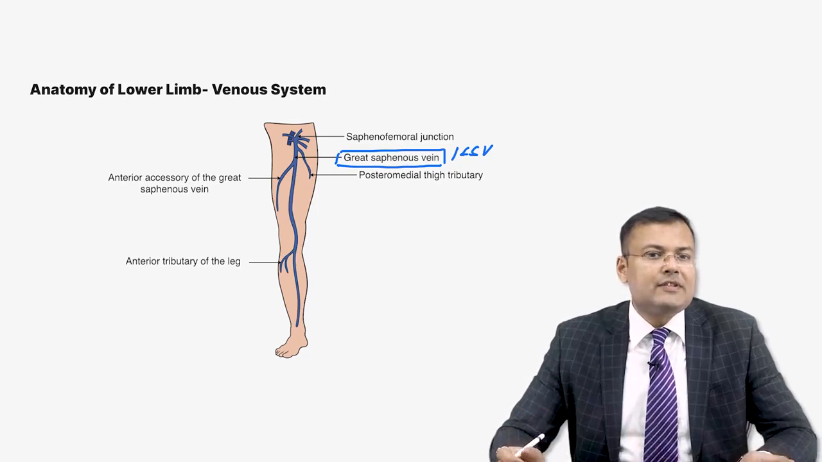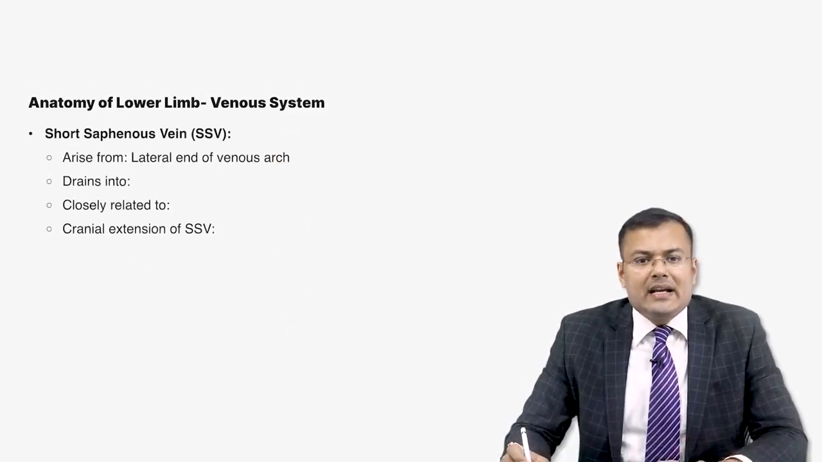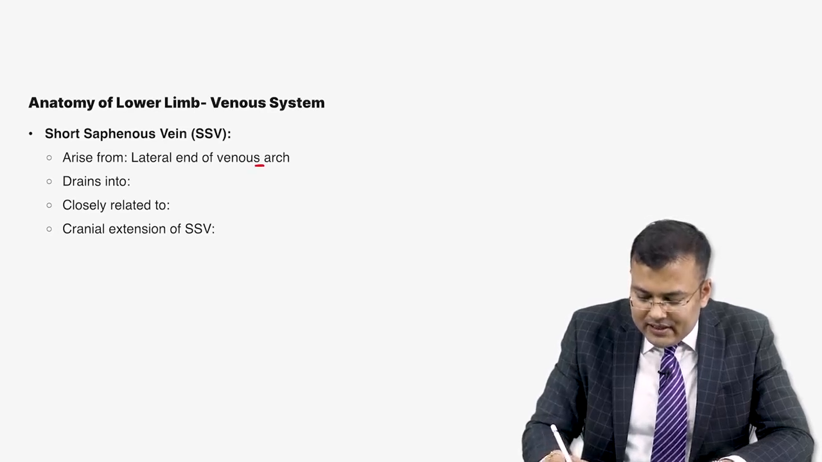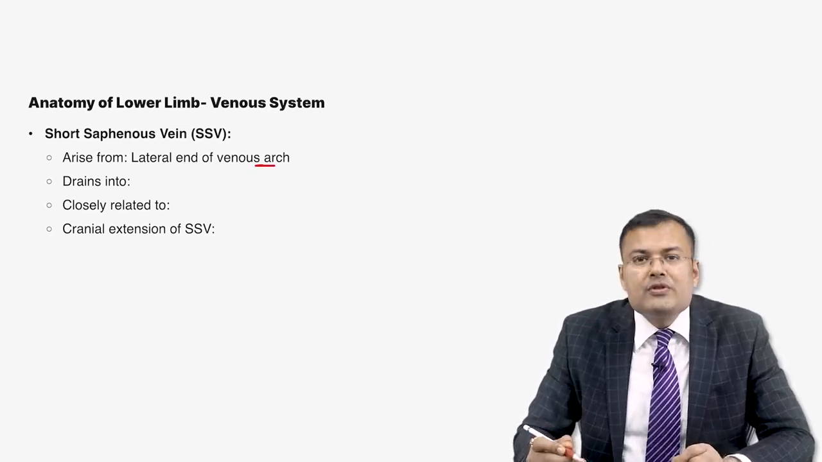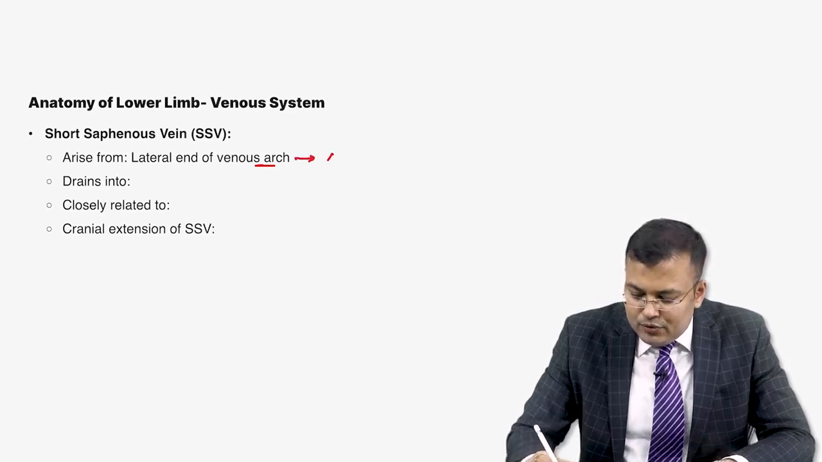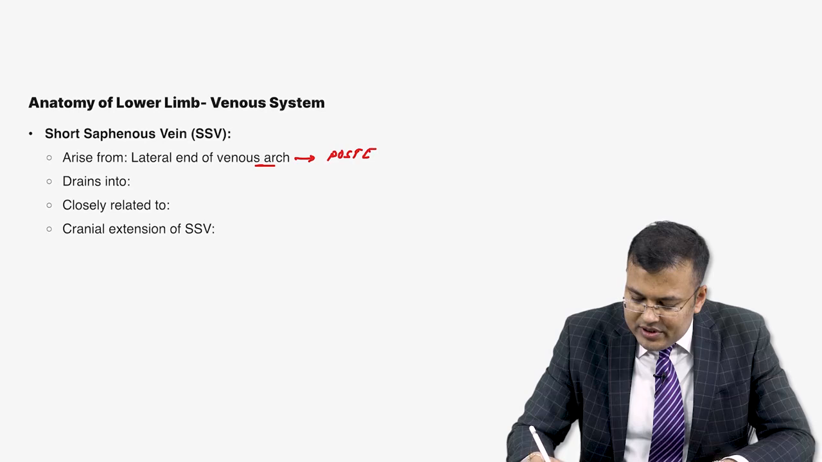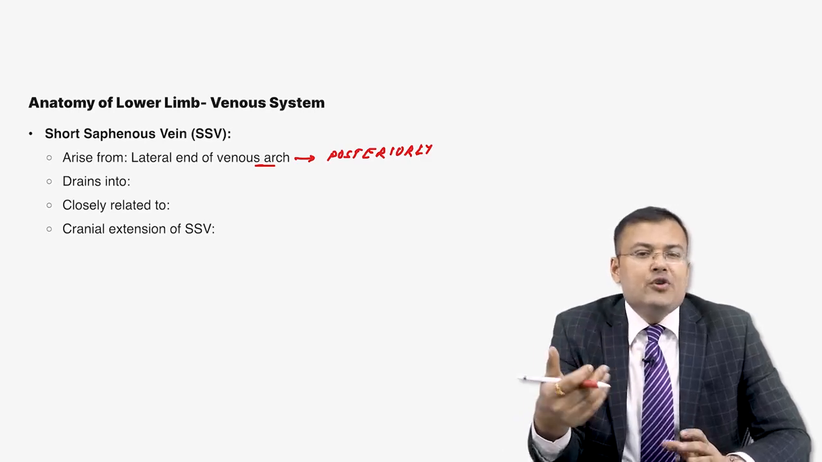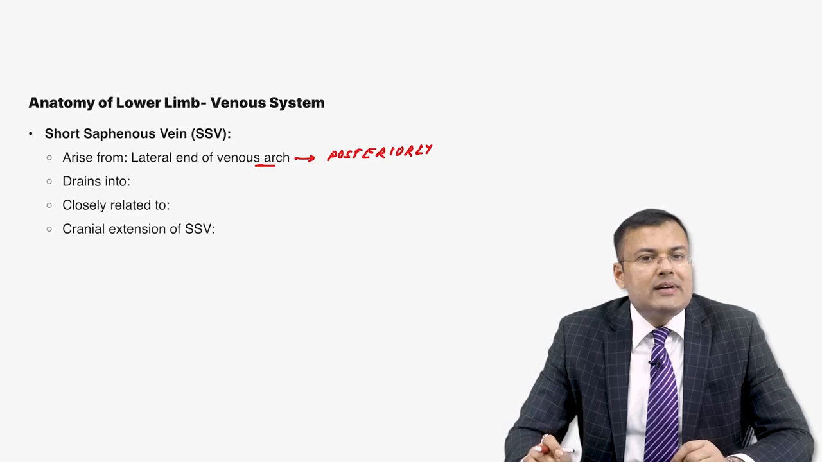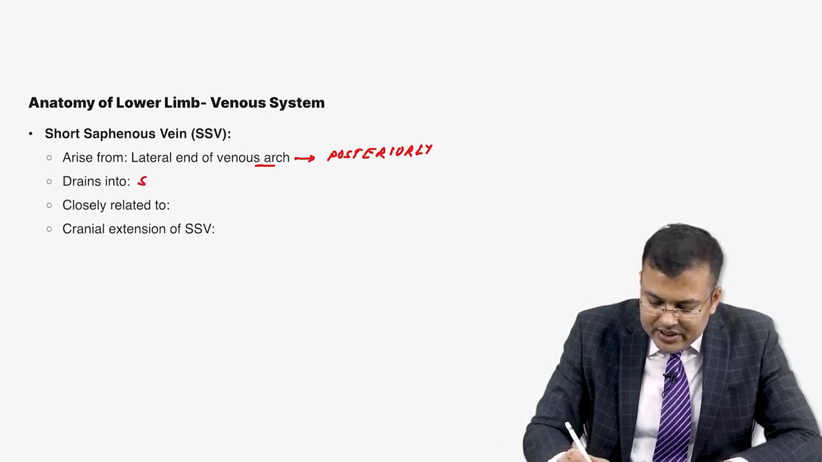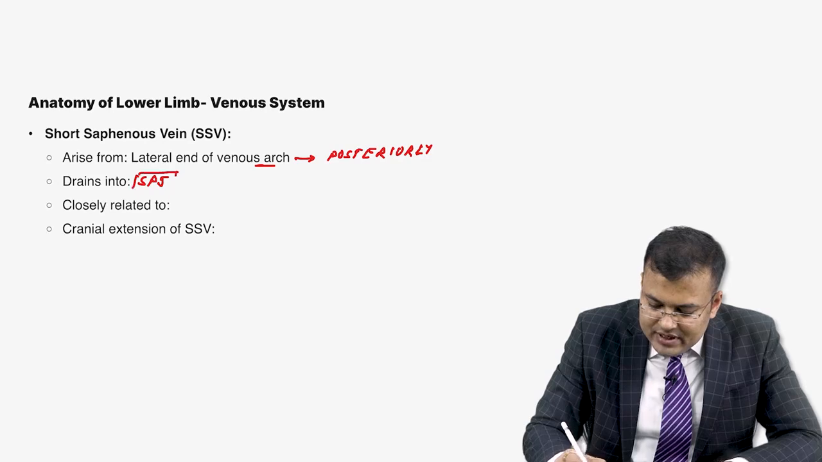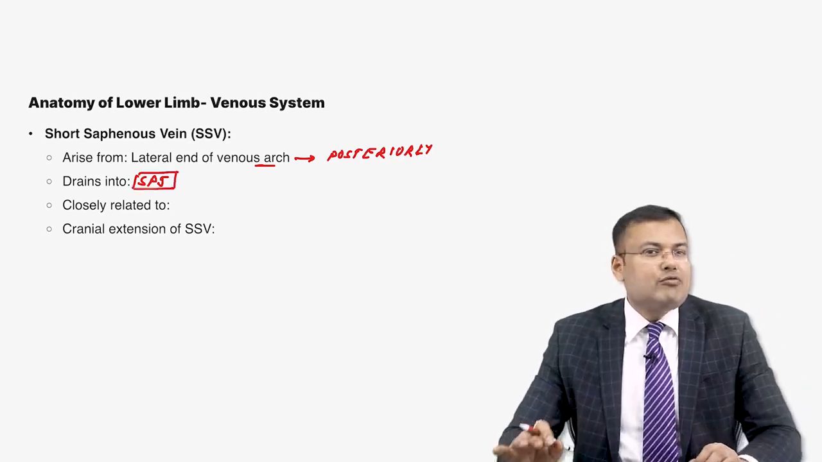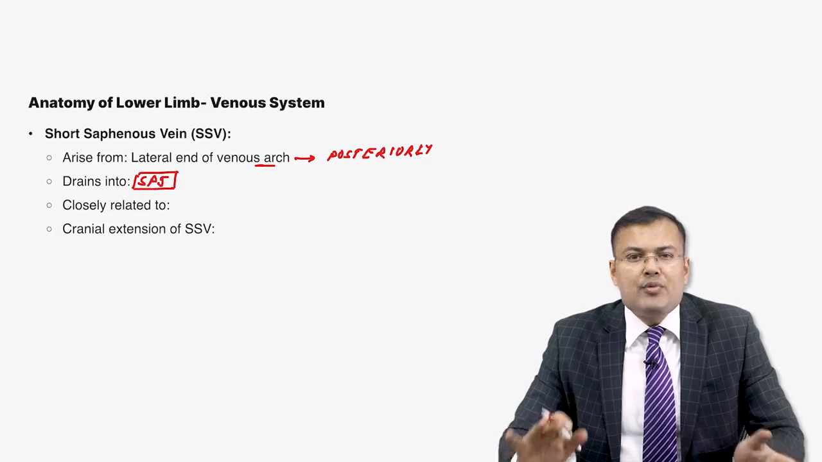Now see the short saphenous vein. This short saphenous vein arises from the lateral end of the venous arch, and after that it goes posteriorly. What is the location? It is located posteriorly. What is the location of the long saphenous vein? If you have seen, it is anteromedial. The long saphenous vein drains into the saphenofemoral junction, which was located 4 cm below and lateral to the pubic tubercle.